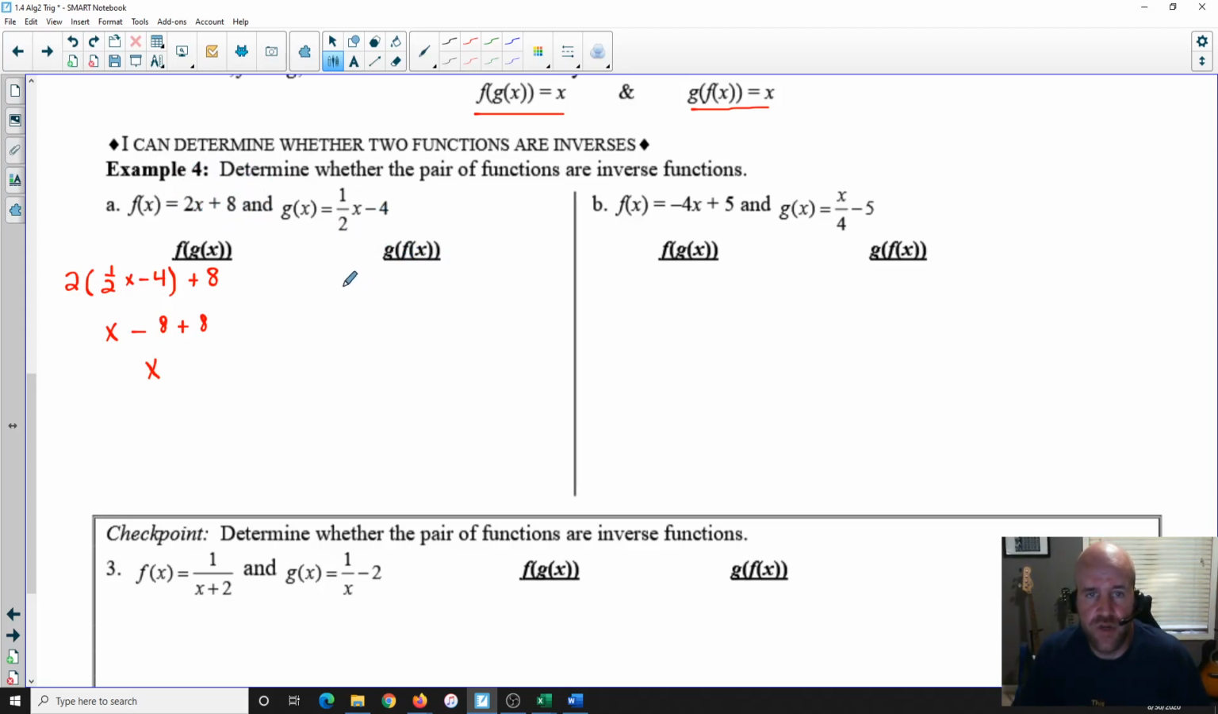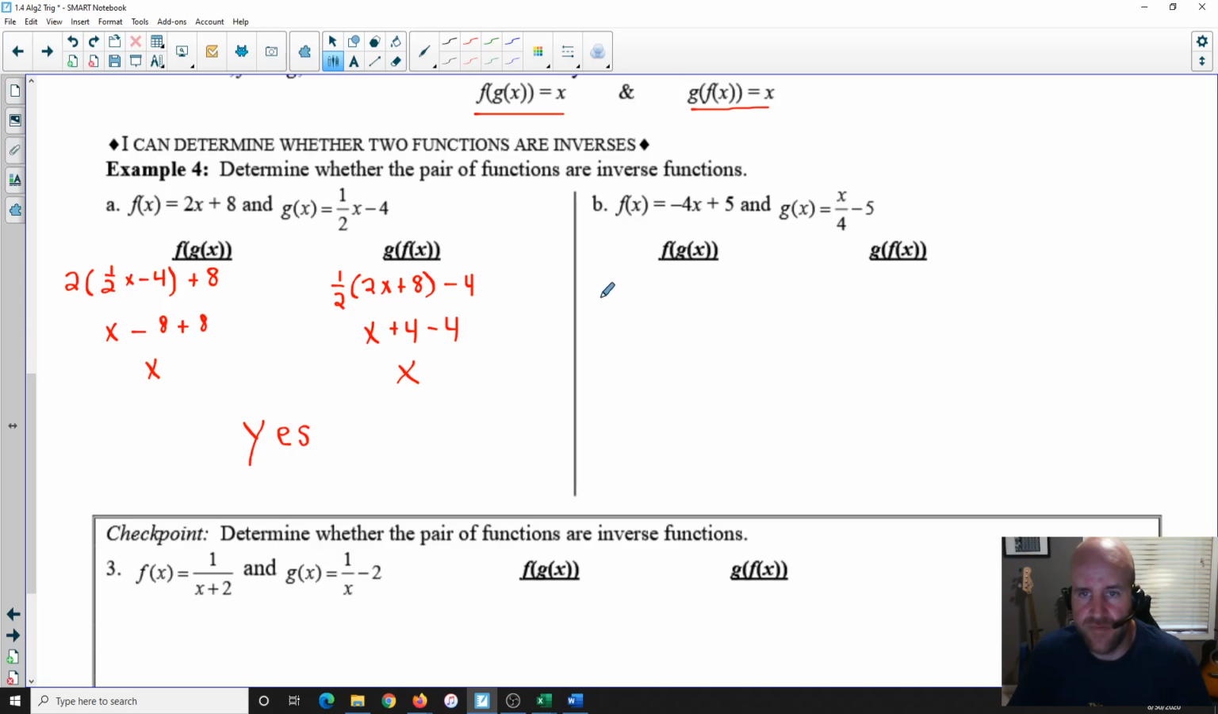So now f goes inside of g. So 1/2 x, and our x is the f function, minus 4, and now simplify. So 1/2 times 2x is just x. 1/2 times 8 is a positive 4, minus 4, and x. So the answer to this question would be yes, they are inverses of each other because these two things equal x. And then part B, do the same thing.